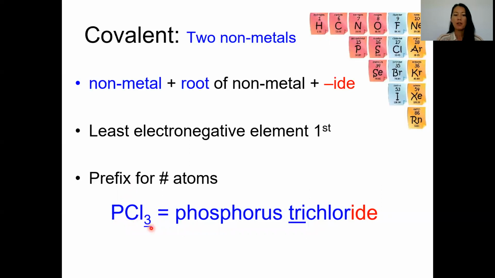So if I have PCl3, phosphorus is here, chlorine is here. Phosphorus is to the left, so I name it first, phosphorus. And then I have 3 chlorines, so tri, and then chloride: phosphorus trichloride.